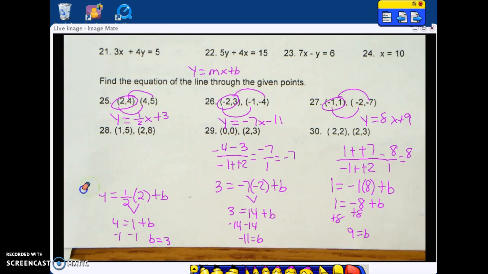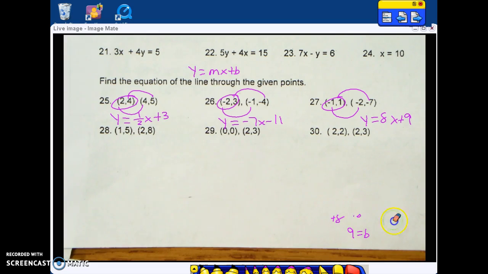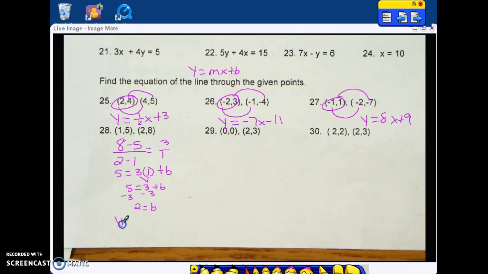For number 28, I have to do the same thing. I find my slope first, and then I plug the slope in with an ordered pair into y equals mx plus b in order to find my equation. So I do 8 minus 5 over 2 minus 1. 8 minus 5 is 3. 2 minus 1 is 1. Plug in a point. 5 equals 3 times 1 plus b. 3 times 1 is 3. Bring everything else down. Subtract 3 from both sides. My y-intercept is 2. So my equation is y equals 3x plus 2.